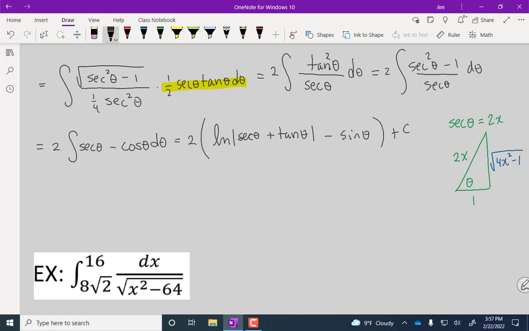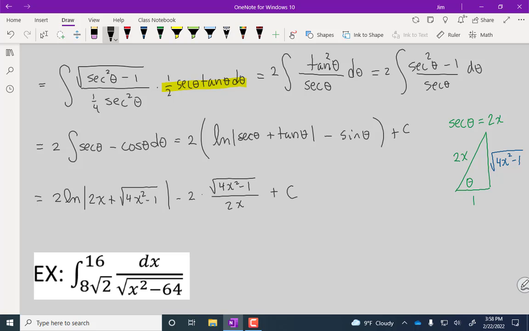Back to x. I'm going to distribute this 2. So we have 2 natural log absolute value of secant theta, which is 2x, plus tangent theta, opposite over adjacent from our triangle, so natural log of that, and then minus 2 times sine theta. Sine of theta, we look at our triangle, it's opposite over hypotenuse, so it's 2 multiplied by the square root of 4x squared minus 1 divided by 2x. Plus C.